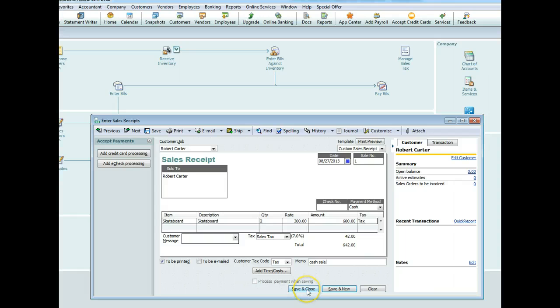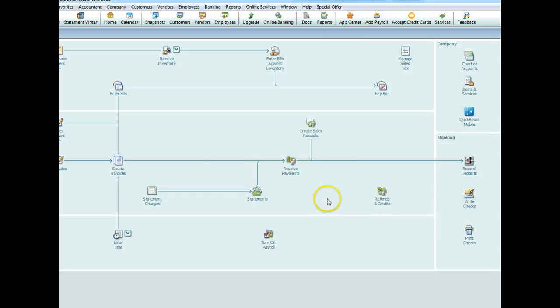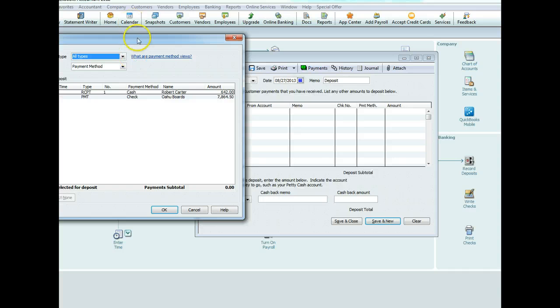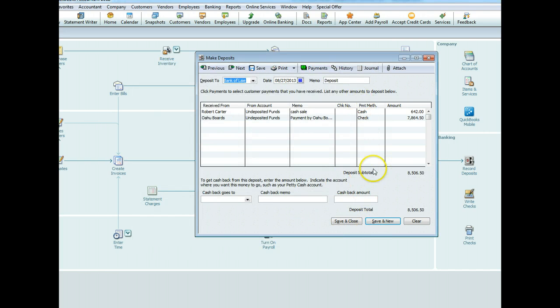Okay, now let me show you what a very common mistake is. There's my sales receipt, but I need to click on deposits now. And look at that. See, I had forgotten on the 20th and on the 27th. Now that's not going to come back and bite me unless I do a reconciliation. So before you do any reconciliation, make sure you don't have any undeposited funds. So let's put our money in the bank. Okay, there's our money. Okay, save and close.